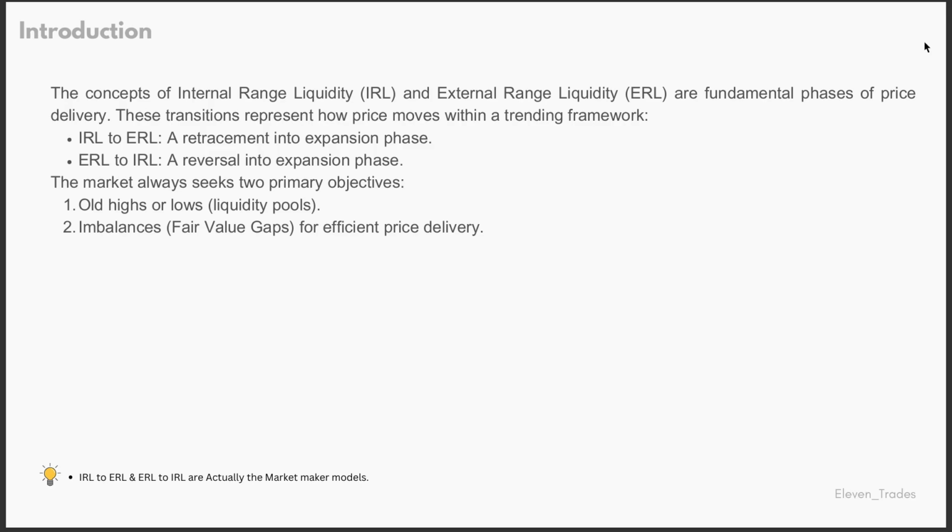The internal to external range liquidity is obviously the retracement into expansion phase, in which the price is retracing into that fair value gap, that imbalance, and then seeking all highs or lows. And on the other side, the external to internal range liquidity is a reversal into expansion phase. The market is always seeking two primary objectives: all highs and lows, also known as liquidity pools, and imbalances, fair value gaps, for efficient price delivery.